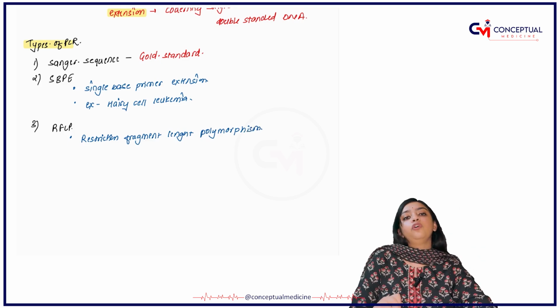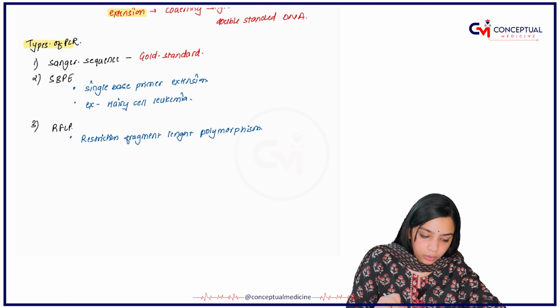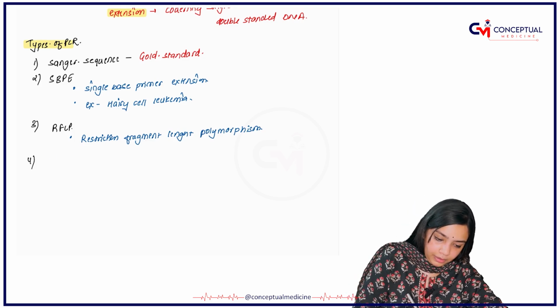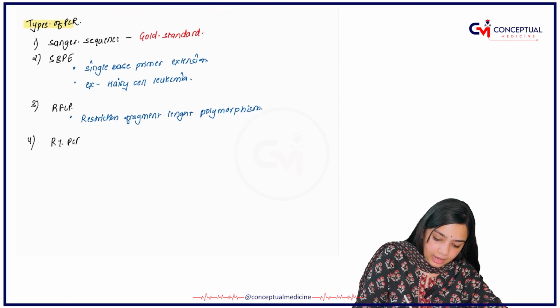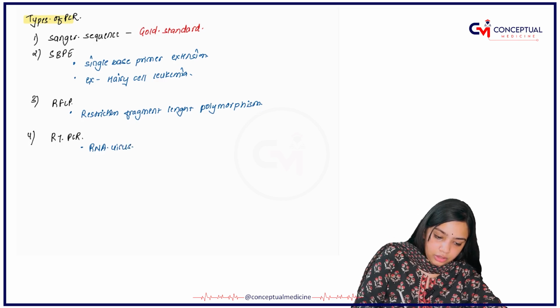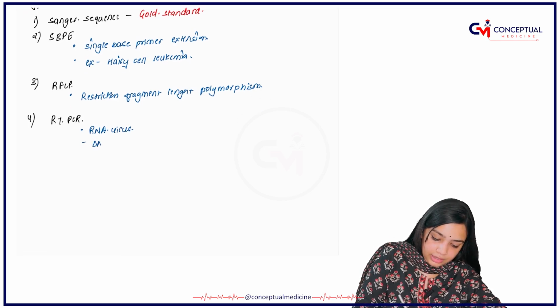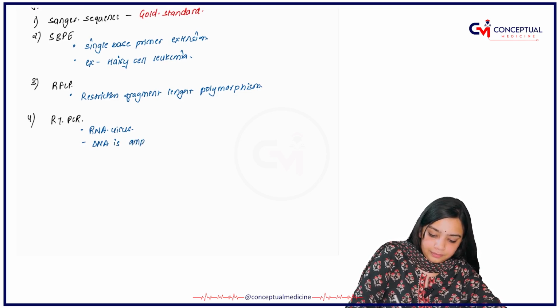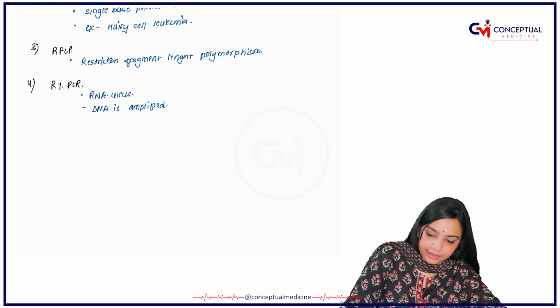And it is basically for the unknown locus. Next that you have is the reverse transcription PCR, and that is basically for RNA virus, like for the COVID, and here the DNA is amplified.